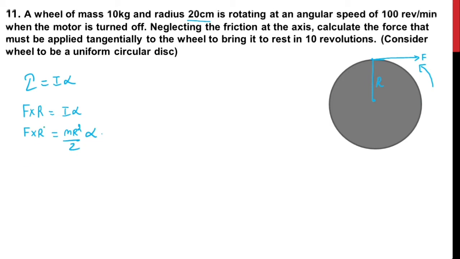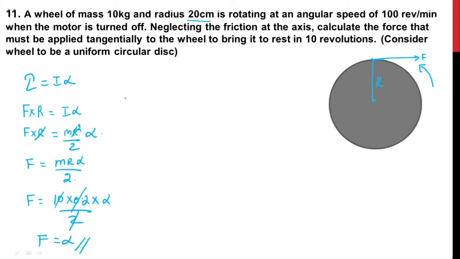From this equation you can see that one r will cancel. So F is equal to m r alpha divided by 2. Now you can substitute the values here. What is the mass of the wheel? It is given as 10 kilograms. What is the radius? 20 centimeters, which is equal to 0.2 meter, into alpha divided by 2. You can see here 10 into 0.2 is 2, so the 2 will cancel. So what is the answer here? You get F is equal to alpha.